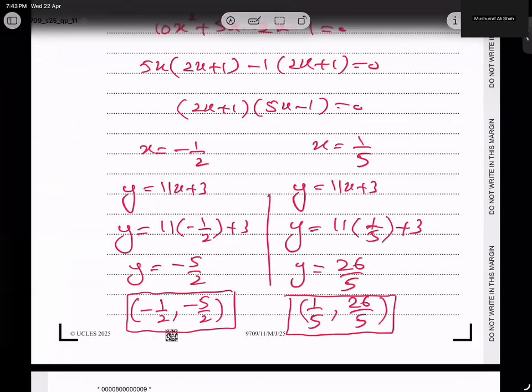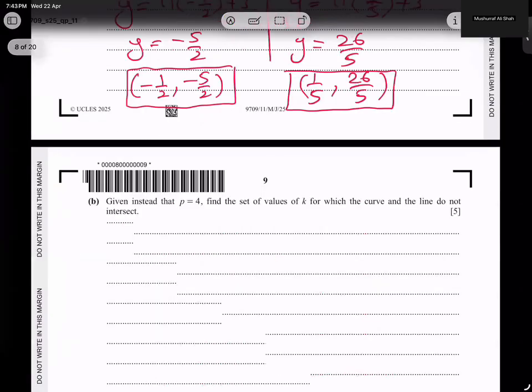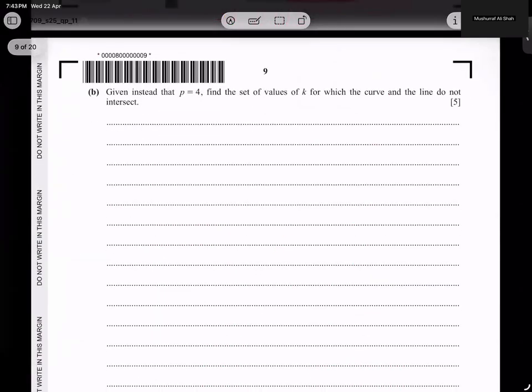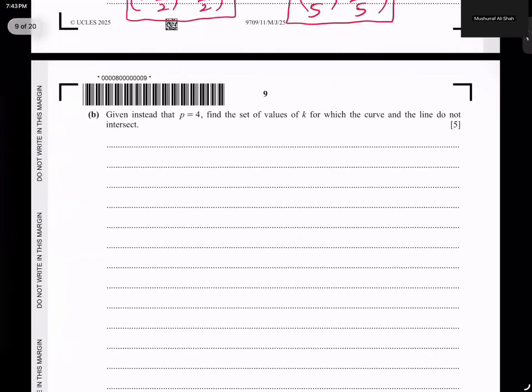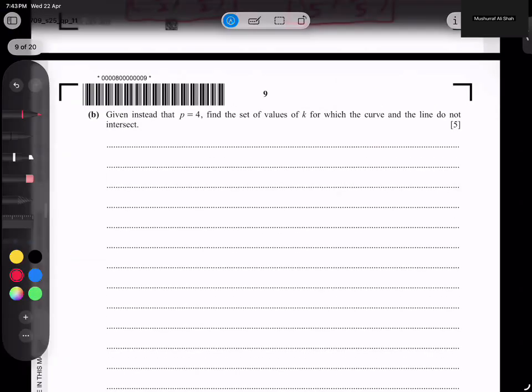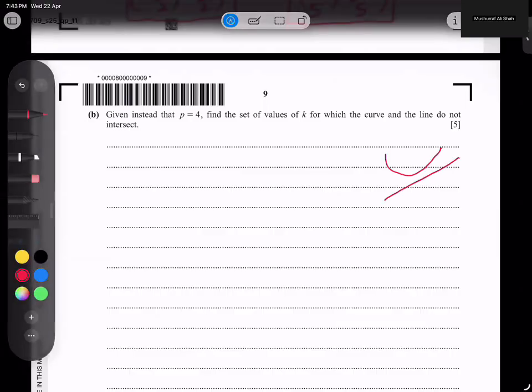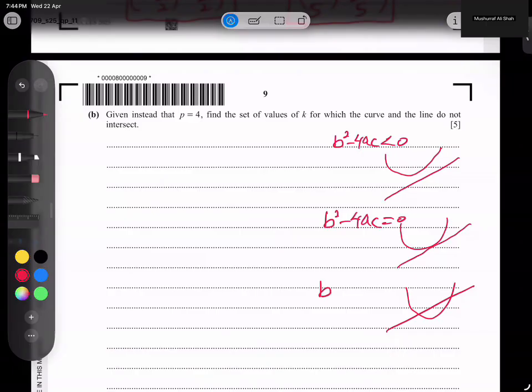Let's go to part number B. It says, given that P is 4 now, find the set of values of k for which the curve and line don't intersect. Okay, it means, students, what's the basic criteria? If you know it very well, 3 rules. Line and curve: not intersecting, touching, and cutting at 2 points. So here we have less than 0: b squared minus 4ac less than 0. Here, b squared minus 4ac equal to 0. Here, b squared minus 4ac more than 0.